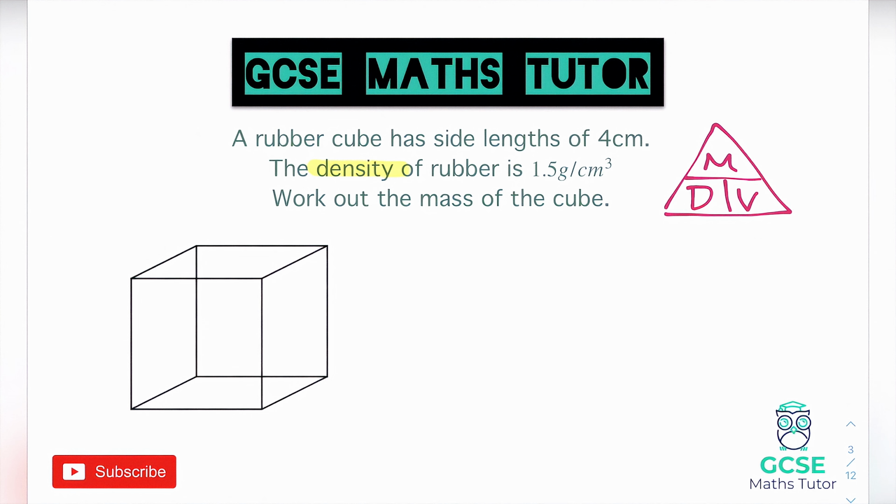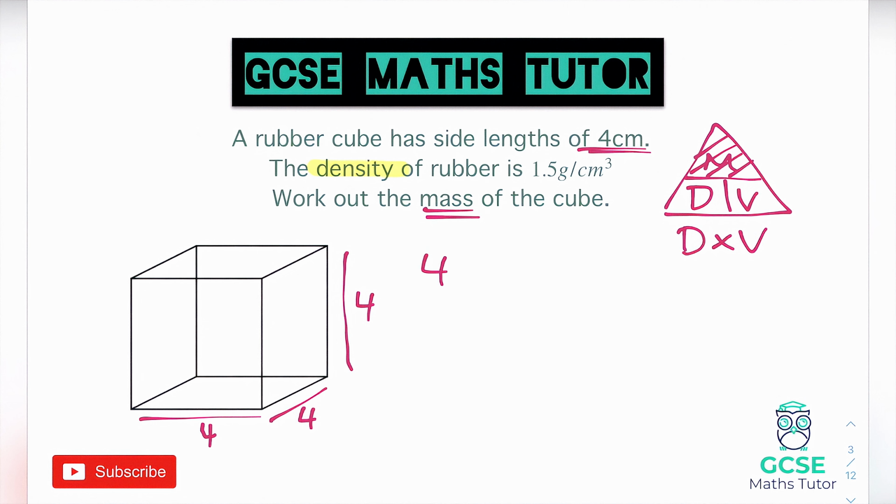Now this question says it wants us to work out the mass. So straight away, if I cover up the mass, that means I'm going to do density and multiply it by my volume. So this question gives us a cube and it says the rubber cube has side lengths of 4 centimetres. So in regards to this image here, we've got 4 centimetres across there, 4 centimetres here and a 4 centimetre height. So to work out the volume of a cube, you would just multiply all those numbers together, or in other words, 4 times 4 times 4.